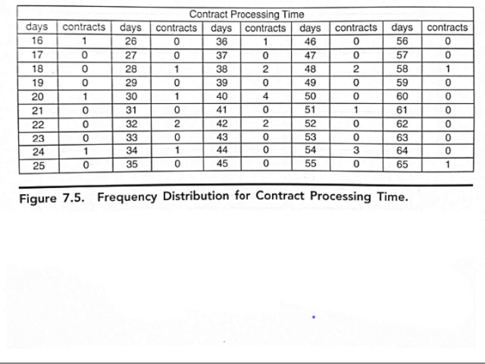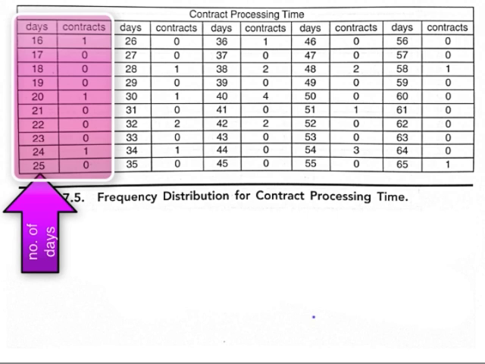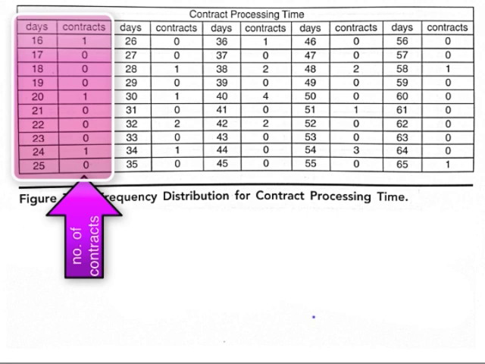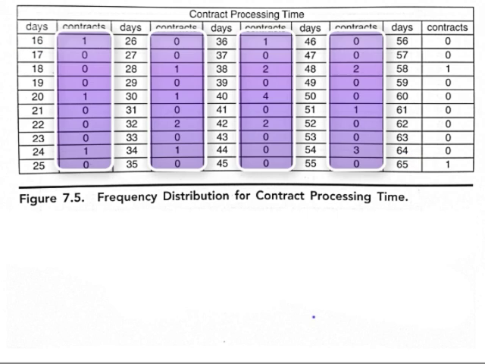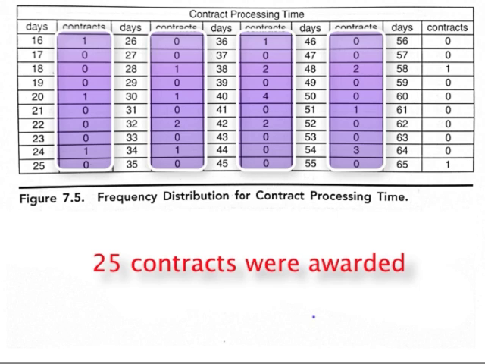He collects a lot of data because every purchase associated with the project is a contract, even routine purchases of office supplies. He then arranges the data sequentially in a frequency table that shows the number of days required for processing and the number of contracts. The collected data show that contract processing time ranged from 16 to 65 days during the period examined. A total of 25 contracts were awarded during this time.